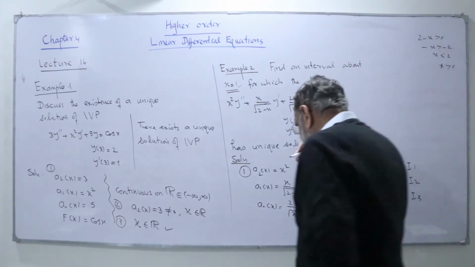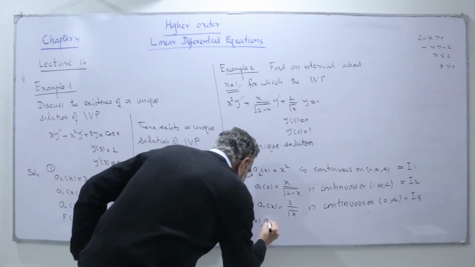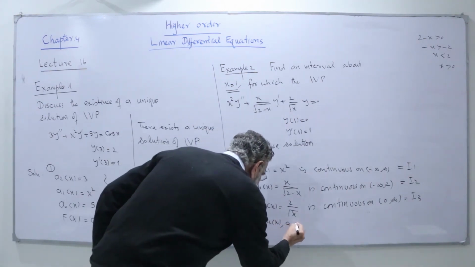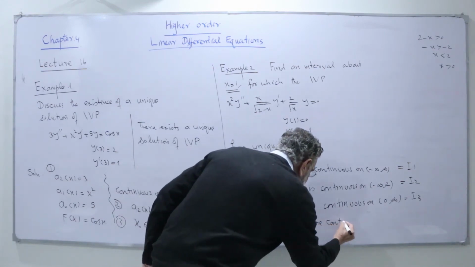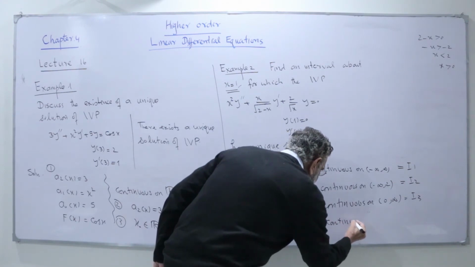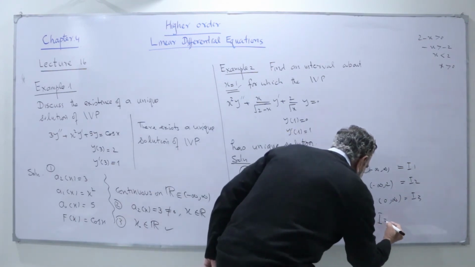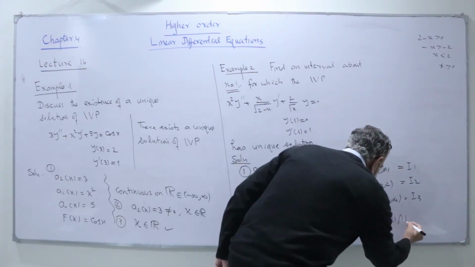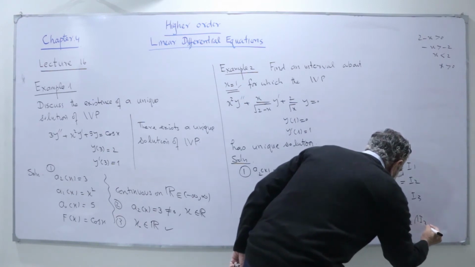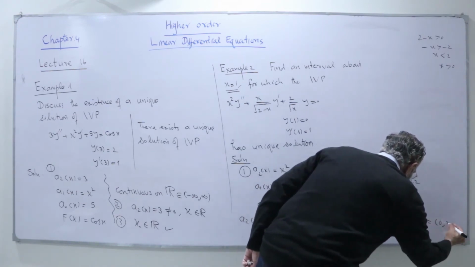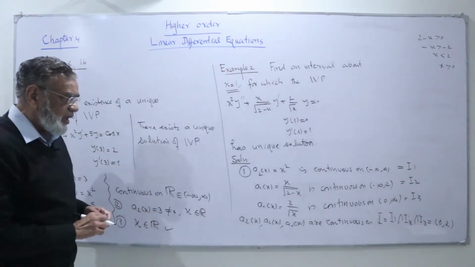We can see here that a2 of x, a1 of x, and a0 of x are continuous on the interval I, where I is I1 intersection I2 intersection I3, and this is equal to 0 to 2. So the interval on which they are continuous is from 0 to 2.